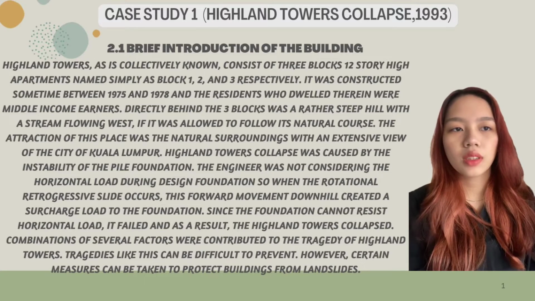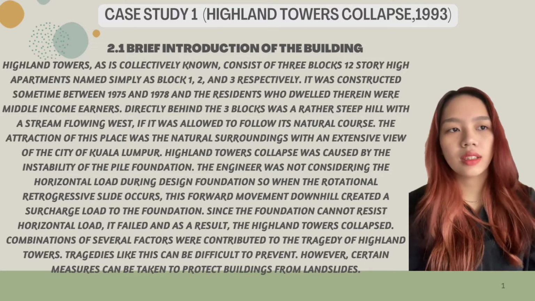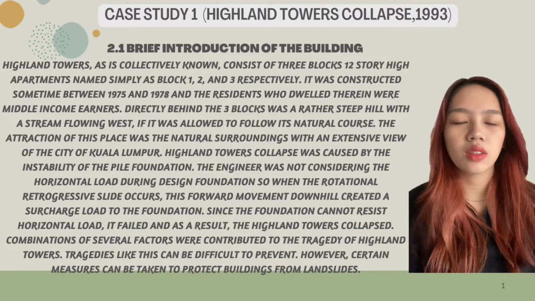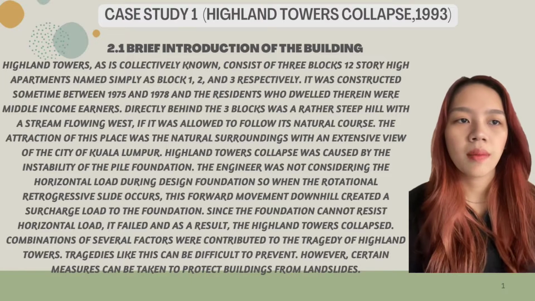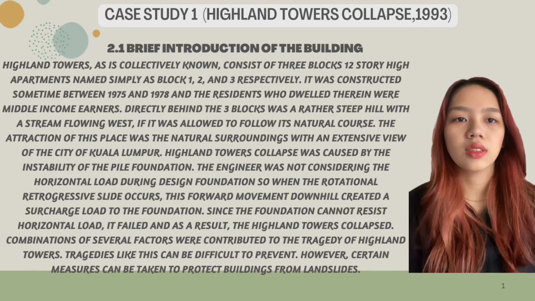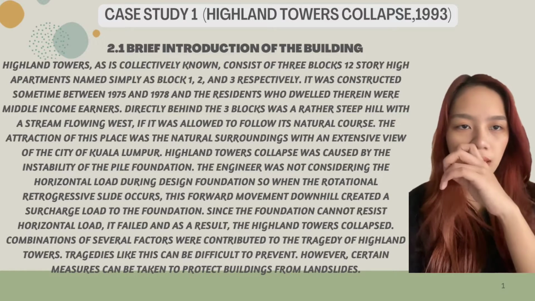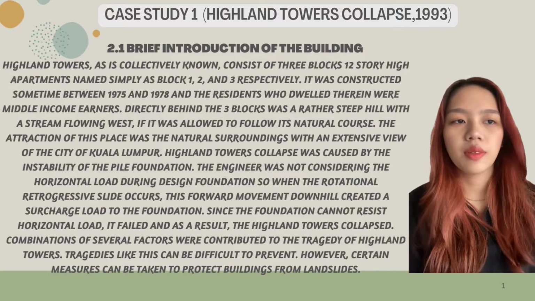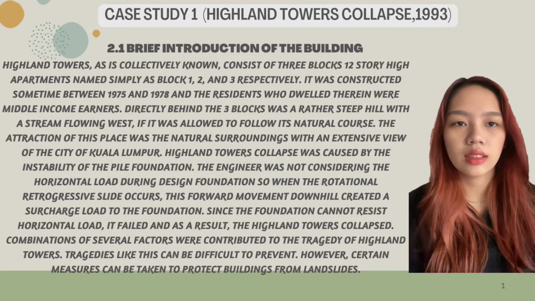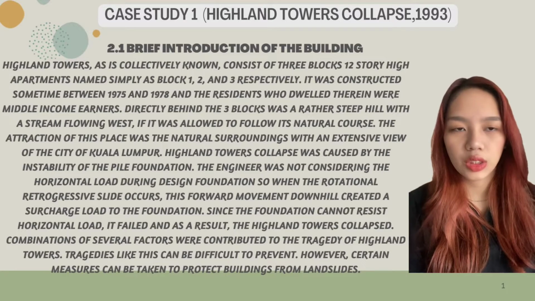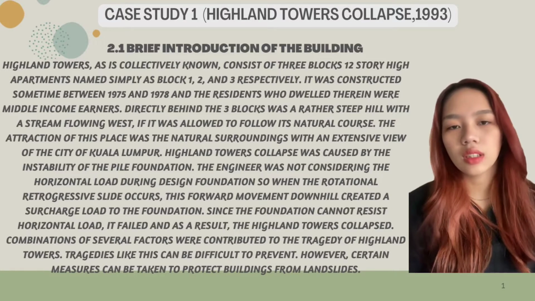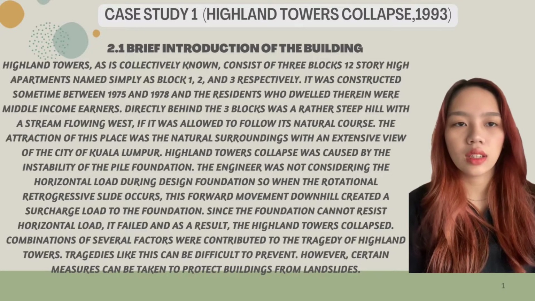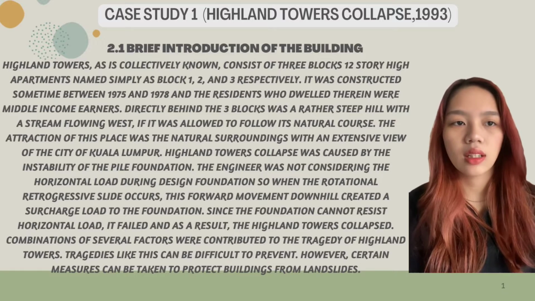Highland Tower collapse was caused by the instability of the pile foundation. The engineer was not considering the horizontal load during foundation design, so when the rotational retrogressive slide occurs, this forward movement downhill creates a surcharge load to the foundation. Since the foundation cannot resist horizontal load, it failed, and as a result, the Highland Tower collapsed.